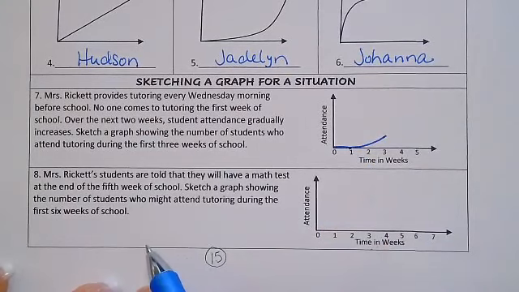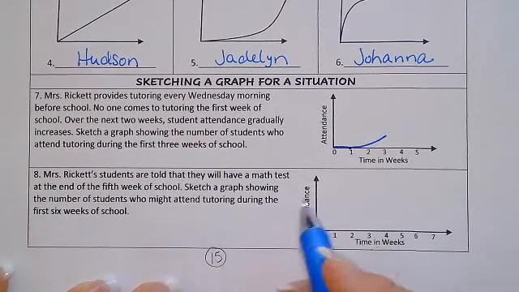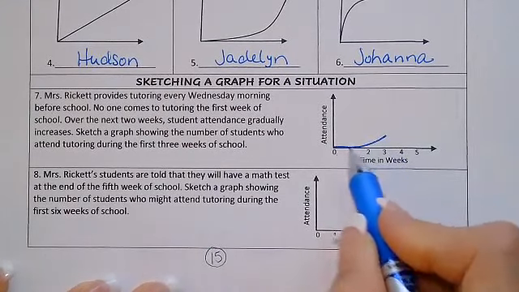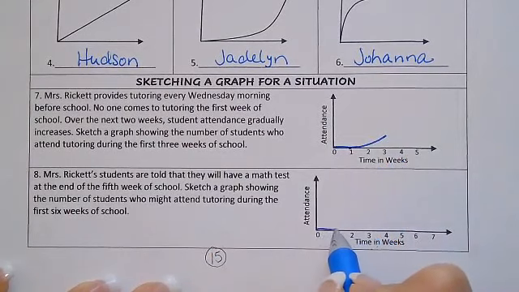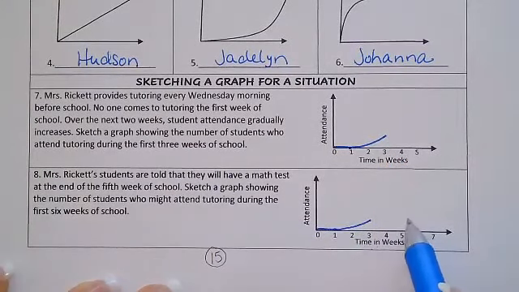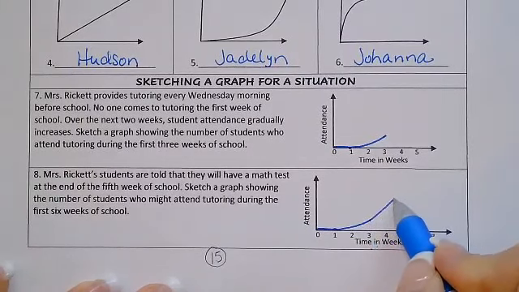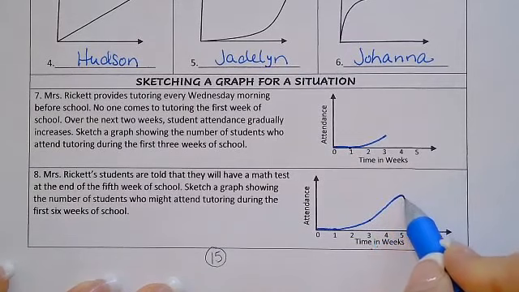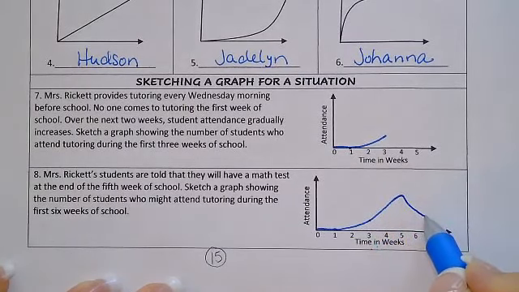Number 8, Mrs. Ricketts' students are told that they will have a math test at the end of the 5th week of school. Sketch a graph showing the number of students who might attend tutoring during the first 6 weeks of school. Okay, so we had this change here. Nobody, and then a gradual increase. Now they find out there's going to be a test near the end of the 5th week. So it might look something like this. And then after the test, start to decline again.